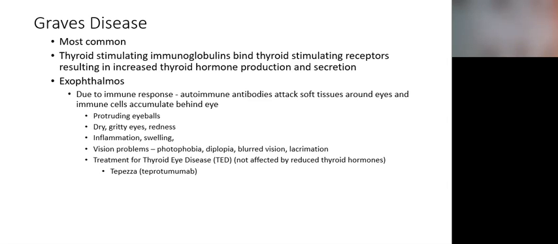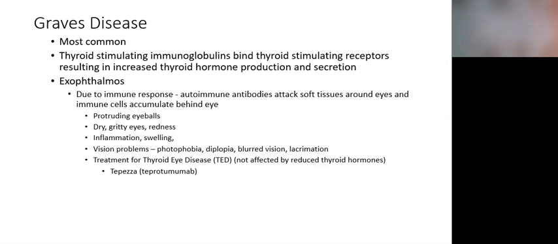Graves' disease is the most common hyperactive thyroid disorder. It is where immunoglobulins bind thyroid receptors, causing increased production and release of thyroid hormone. Exophthalmos is a sign where the eyeballs protrude due to an immune-mediated infiltration of extraocular muscles and orbital fat by lymphocytes, macrophages, plasma cells, mast cells, and mucopolysaccharides, which cause the eyeballs to protrude.